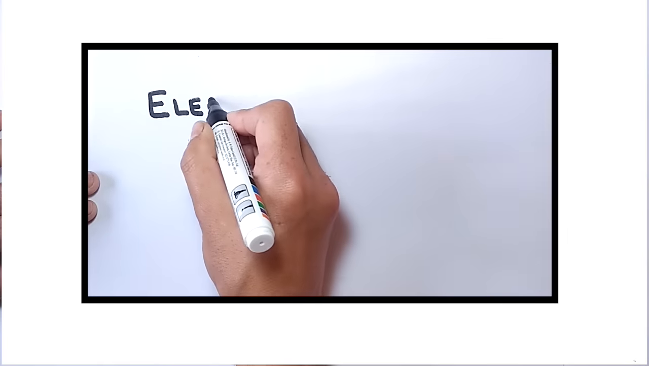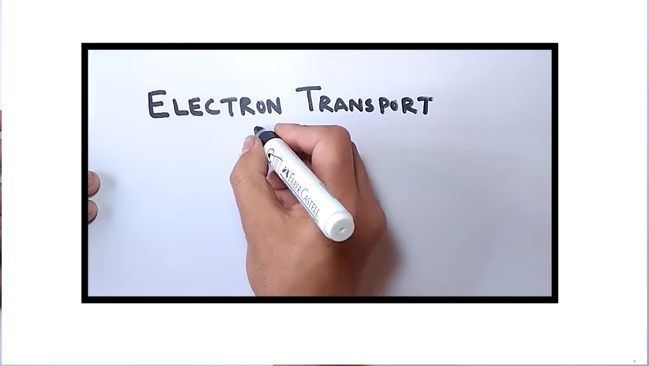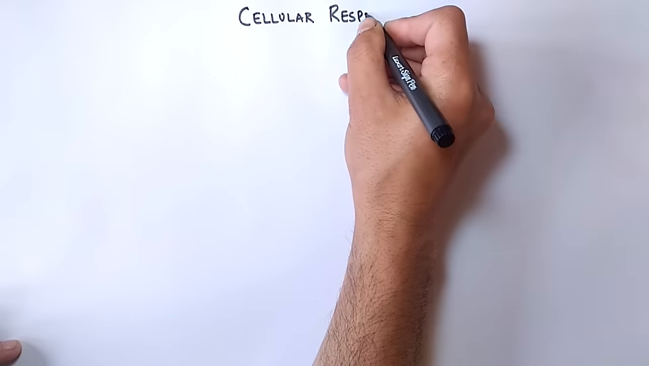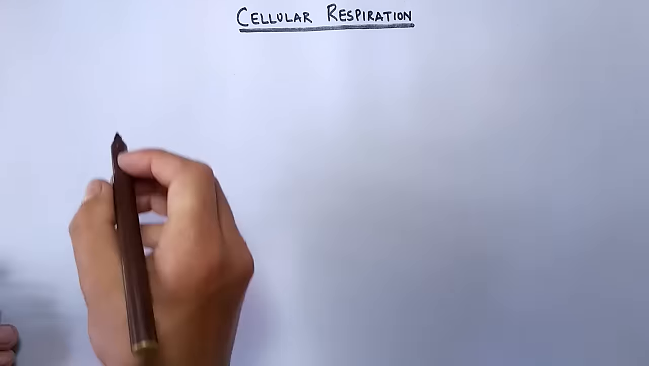Hello friends, in this video we'll be discussing the electron transport chain and oxidative phosphorylation. First of all, let's recap. We have been discussing cellular respiration. In the previous videos, we discussed glycolysis and the citric acid cycle.